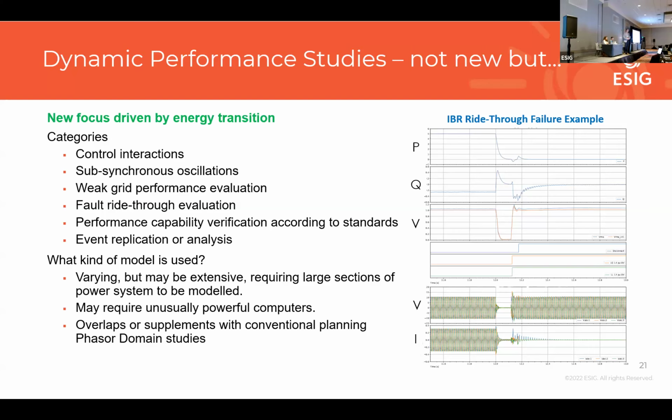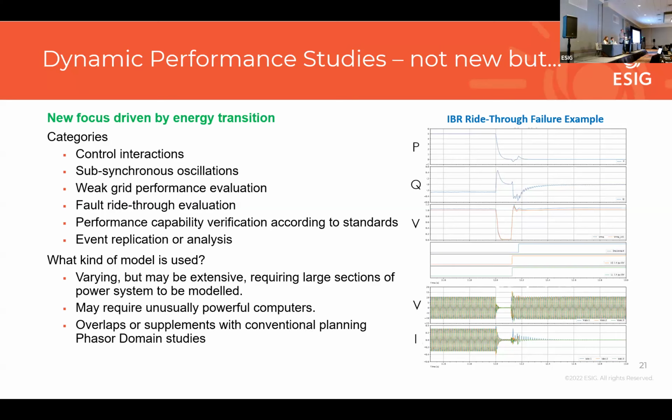Weak grid performance evaluation. It's increasingly common in many places now to have either systems, or more commonly pockets of a system, that have very high levels of inverter-based resources and can have relatively low or non-existent synchronous machinery in the region. That has its own dynamics and risks and challenges that are broadly captured under the weak grid banner. Fault ride-through evaluation. Similarly, if your performance in any of these is compromised, one of the ways it can show up is in the failure to ride through our planning disturbances.